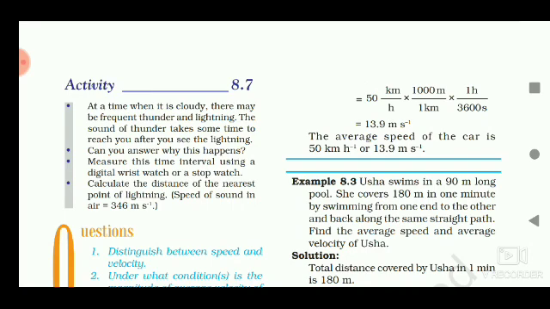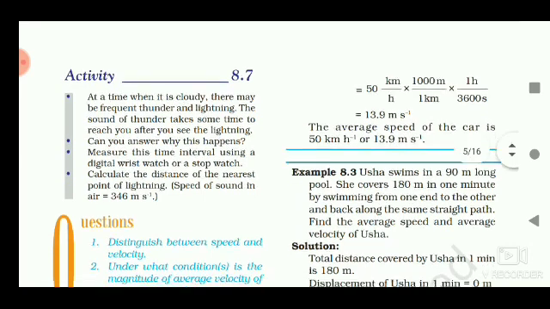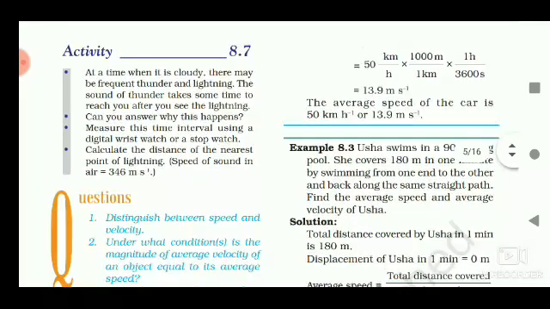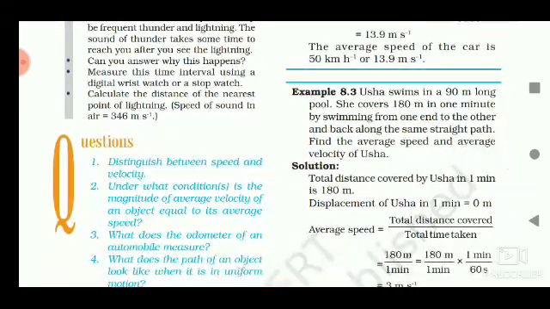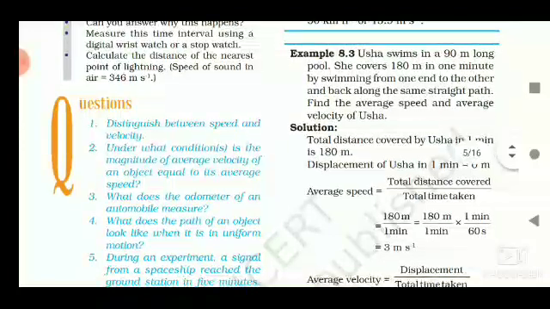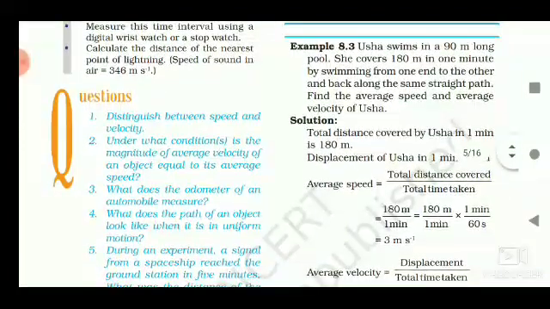Next, example 8.3: Usha swims in a 90 meter long pool. She covers 180 meter in 1 minute by swimming from one end to the other end and back along the same straight path. Find the average speed and average velocity of Usha. So the total distance covered in 1 minute is 180 meter. Displacement of Usha in 1 minute is 0 meter.